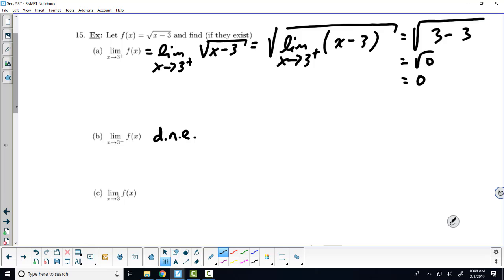Again, one way to look at that is I can't pass this limit through the square root, because when we plug in numbers to the left of 3, they would give us a negative underneath that square root. So I can't apply the square root property in case B.